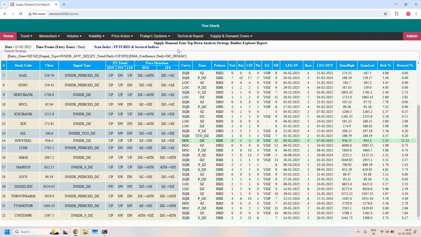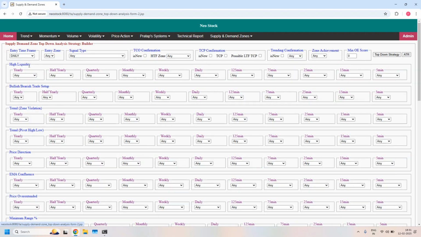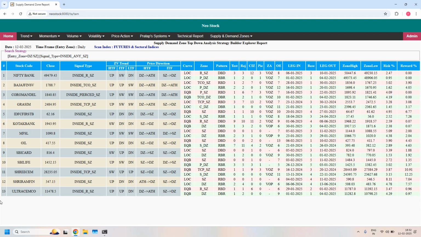One more report is there for daily supply zones. Price closed inside the daily supply zone for daily time frame. Inside daily supply zone, we got 13 stocks. Currently, price closed in these 13 daily supply zones.